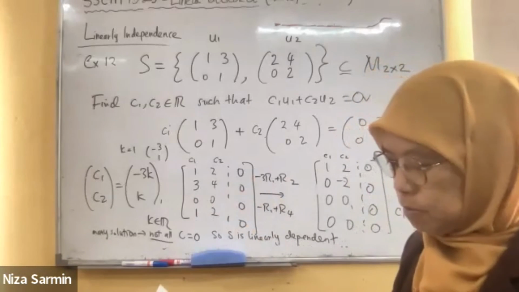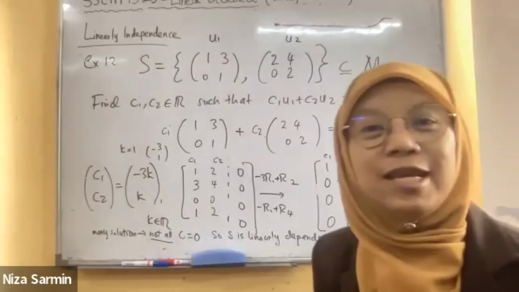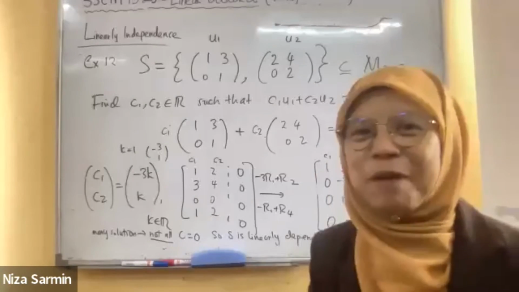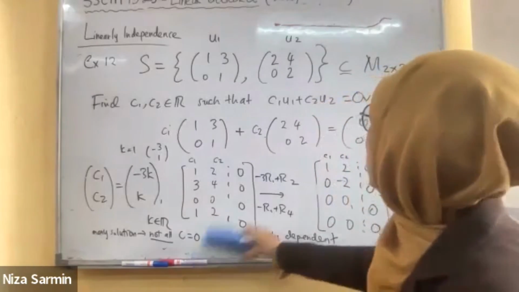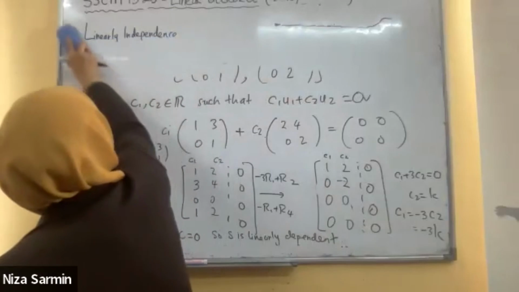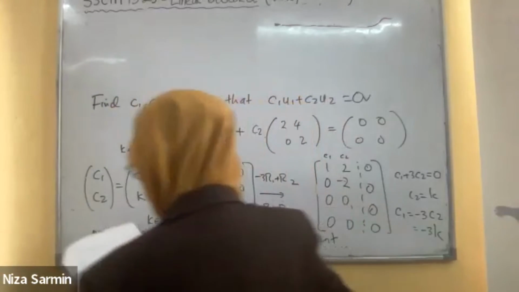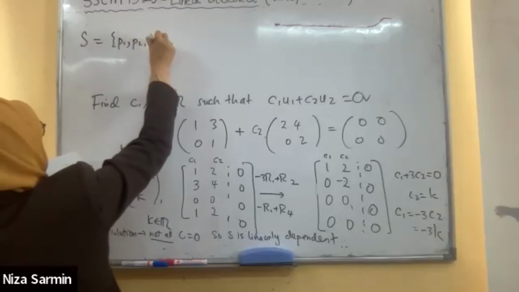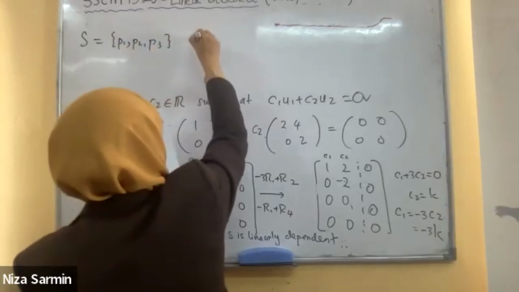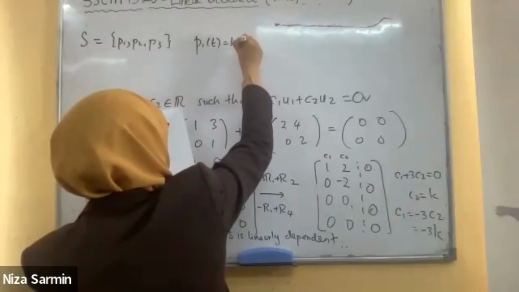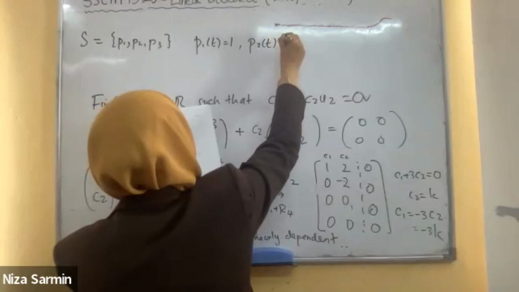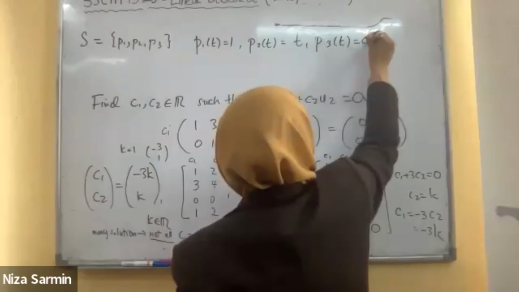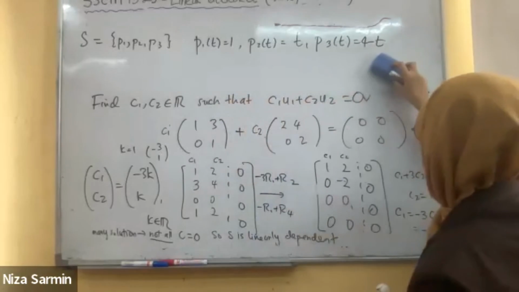Okay. Number 3 is a polynomial. Now I want to show you. Before, you need to do the spanning, but it's the same. Let me just show one for the polynomial. S is P1, P2, P3. So P1(t) is 1, P2(t) is t, P3(t) is 4 minus t.